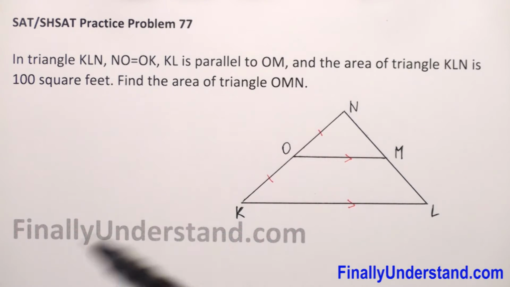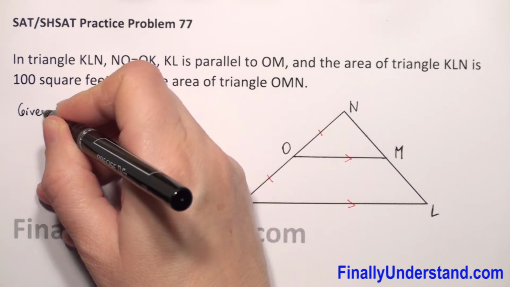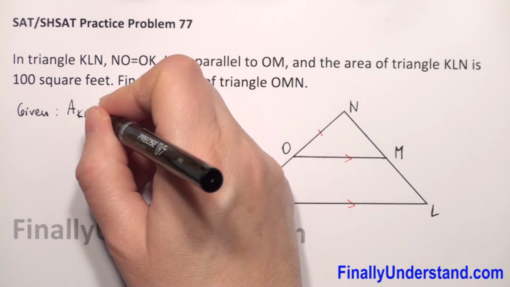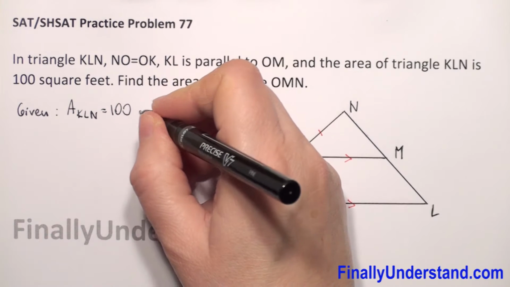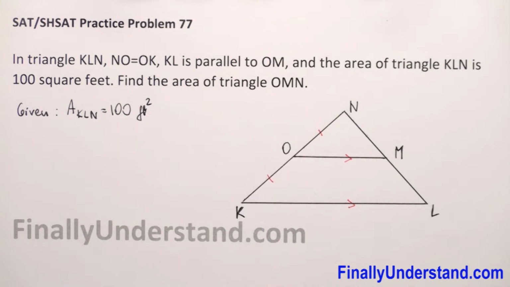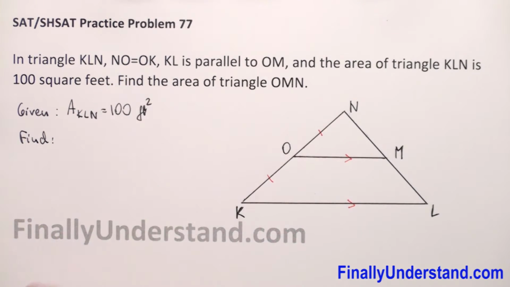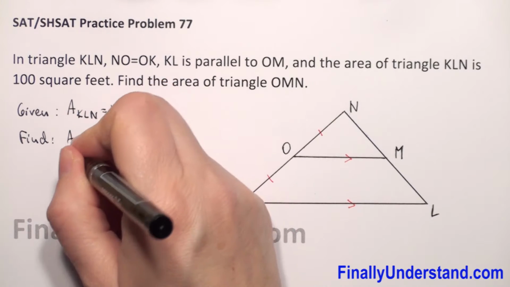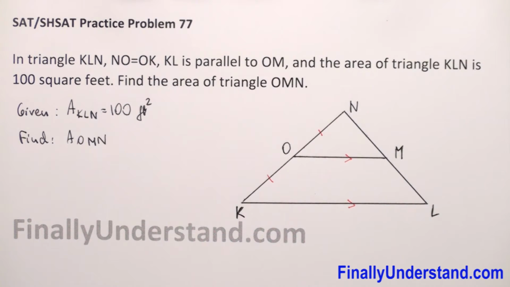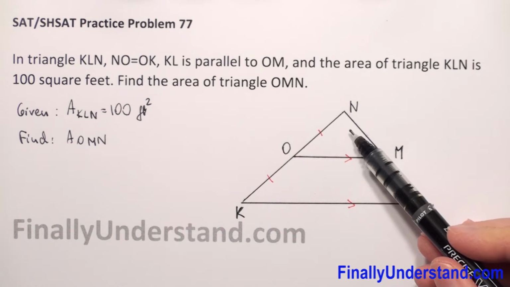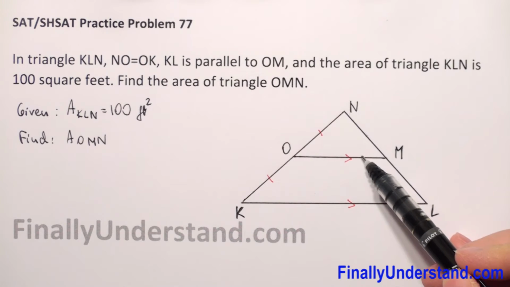So we have also given that the area of triangle KLN is 100 square feet. So now we have to find the area of triangle OMN. So what we have given here? We have triangle KLN, and we have the area of this triangle. We need to find the area of this triangle OMN.